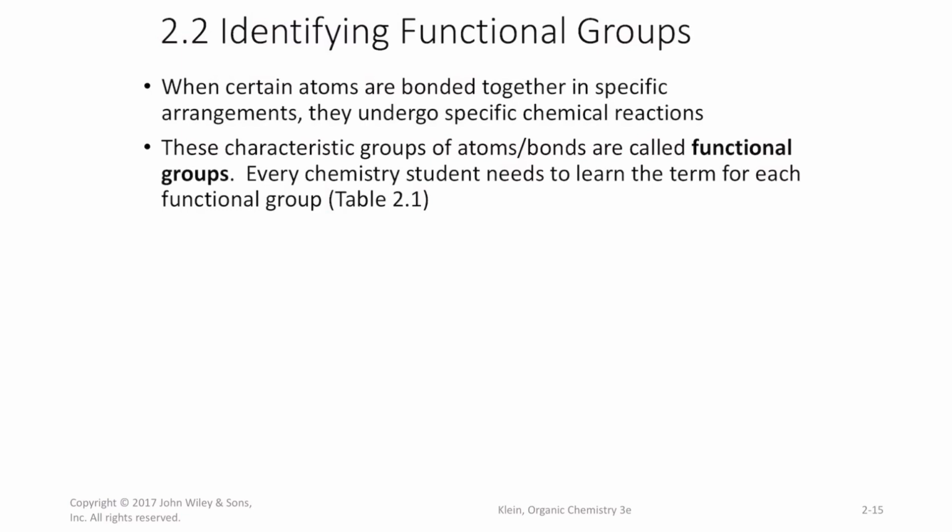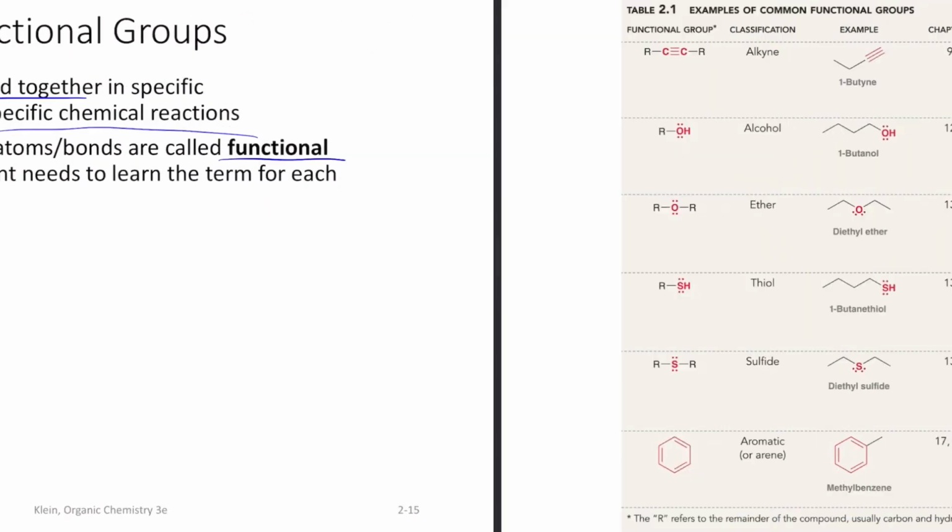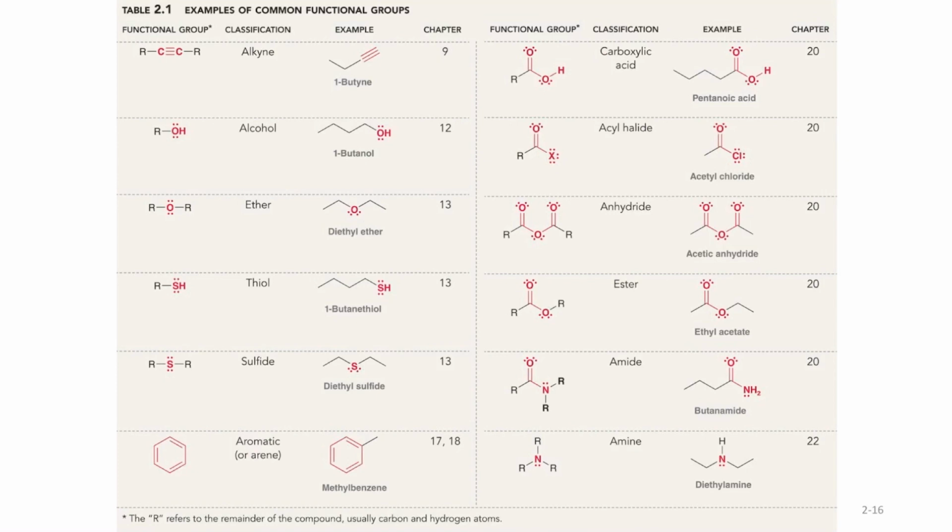When certain atoms are bonded together in a specific arrangement, they also undergo specific chemical reactions. These characteristic groups of atoms that are bonded are called functional groups. You will have to remember every single one of these functional groups. So let's start with the first one, where you see a triple bond. A triple bond comes under the classification of alkynes. So these are a specific class of materials.